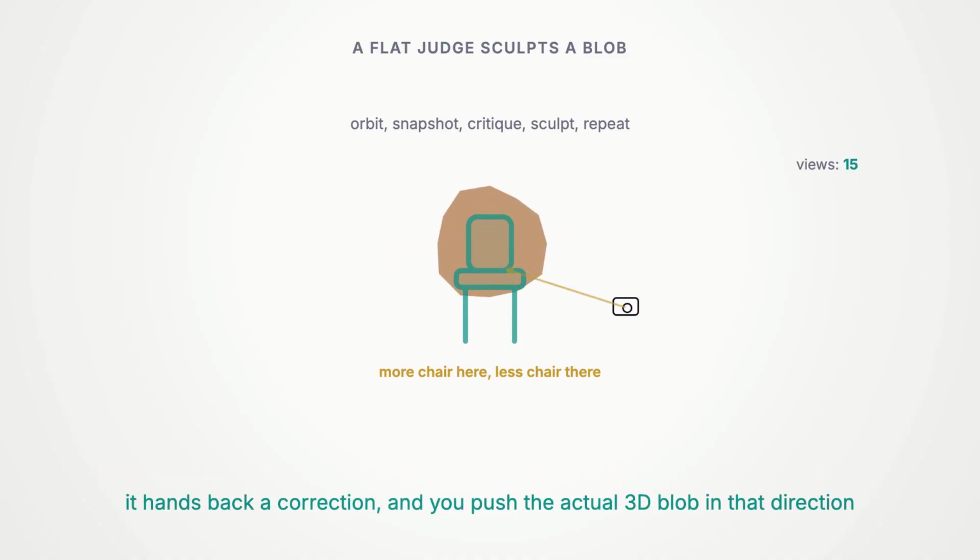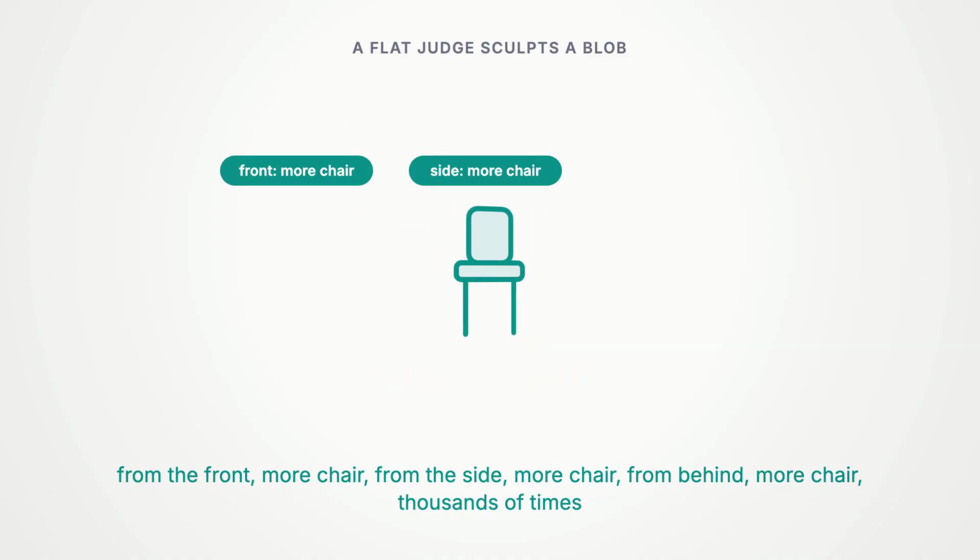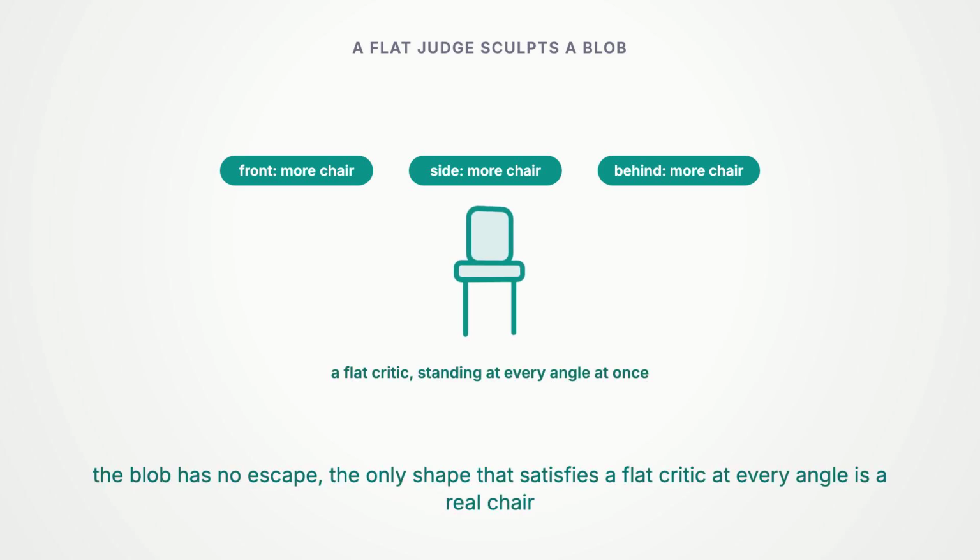Then you spin to a new angle and do it again. From the front, more chair. From the side, more chair. From behind, more chair. Thousands of times from every direction. The blob has no escape. The only shape that can satisfy a flat critic standing at every angle at once is a shape that genuinely looks like a chair from all of them. A real, three-dimensional chair, sculpted entirely by a judge that has never once seen in 3D.